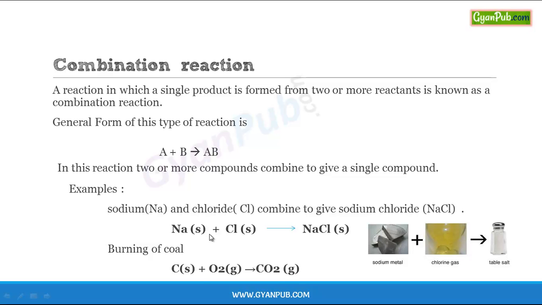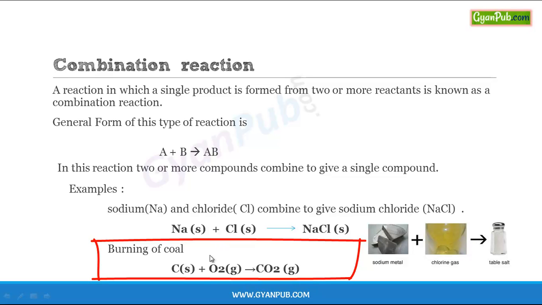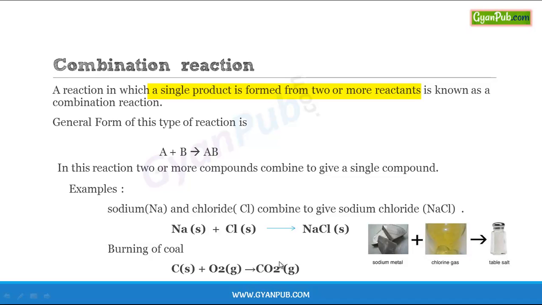Another example for the combination reaction is burning of coal, that is carbon. C is the chemical formula of carbon, which combines with oxygen to give carbon dioxide gas. So here two components are combining together to give a single component in the product. When multiple components combine together to form a single product, this type of reaction is called a combination reaction.